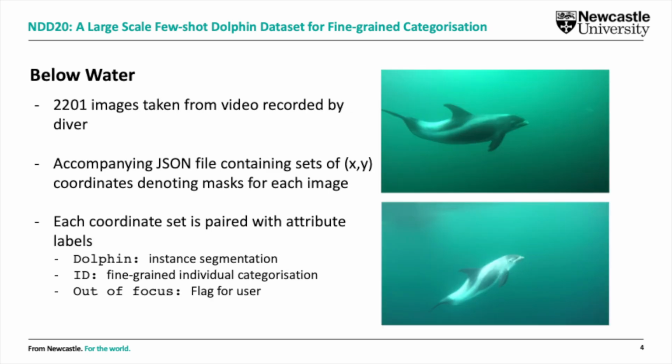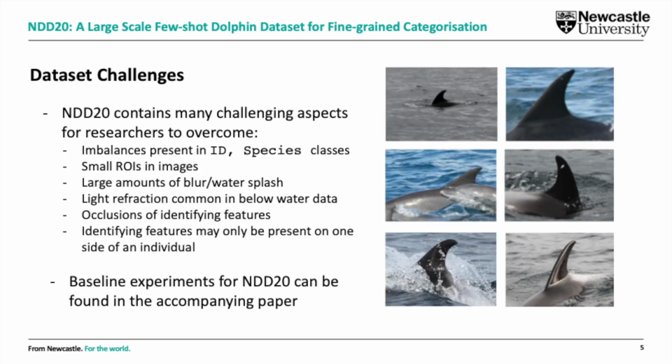The below water data also contains 2,201 images taken from videos recorded by a diver. The accompanying JSON file has the following attribute labels: dolphin for instance segmentation, ID for individual categorization, and an out of focus flag which states if the individual in the mask is out of focus or not. No species label is provided as all individuals are white-beaked dolphins.